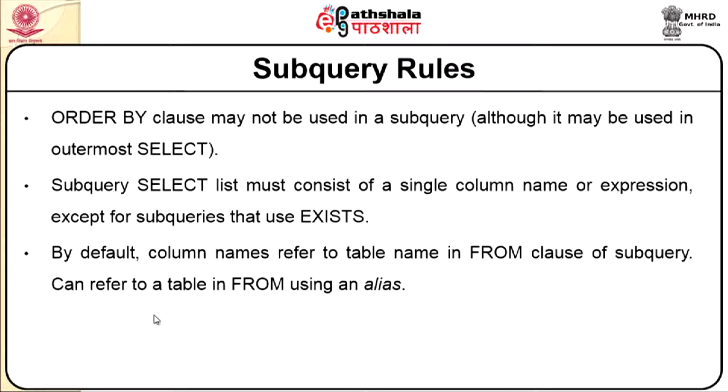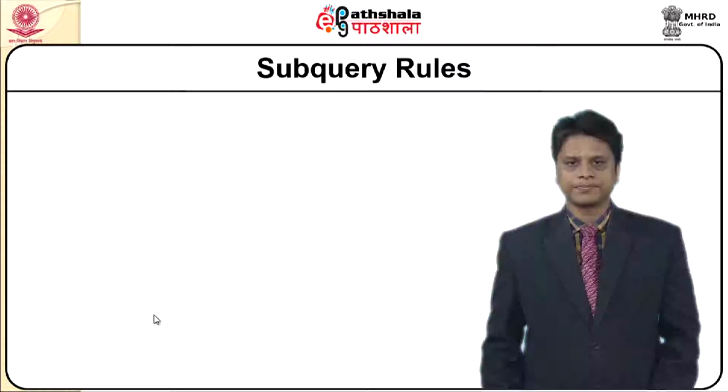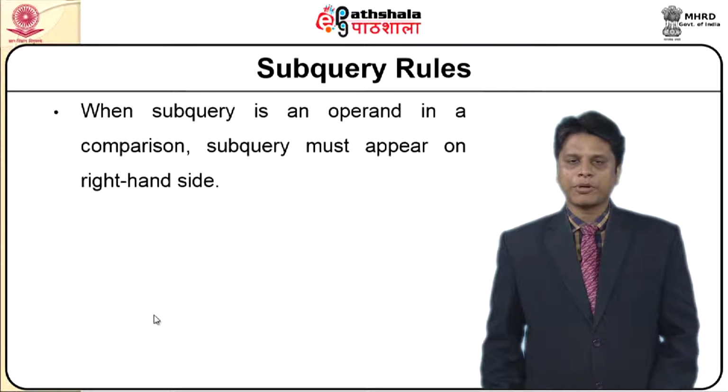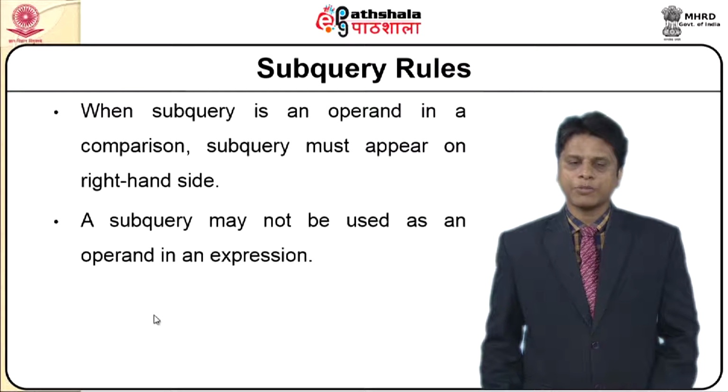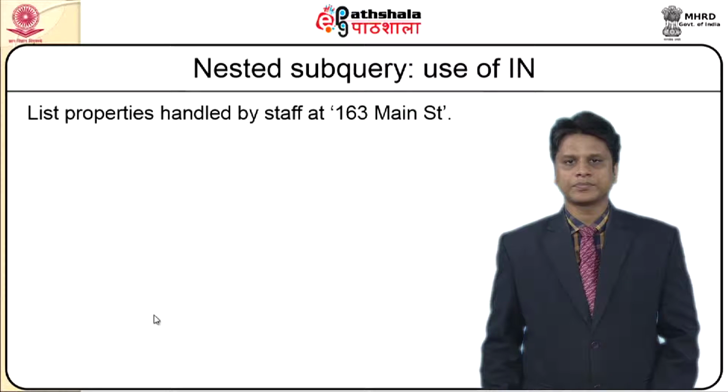By default, column names refer to the table name in the from clause of the subquery, and it can refer to a table in the outer from using an alias symbol. When a subquery is an operand in a comparison, the subquery must appear on the right hand side. A subquery may not be used as an operand in an expression.